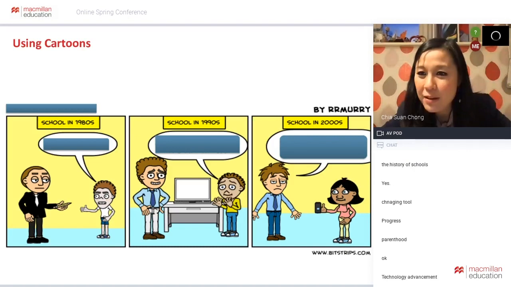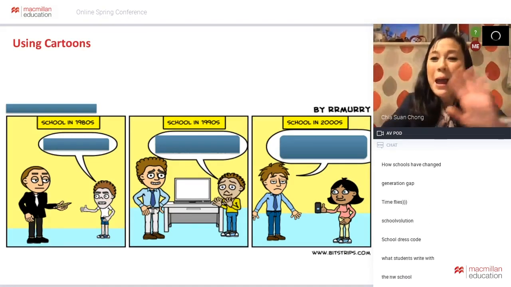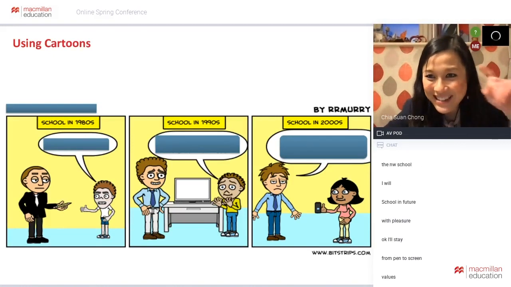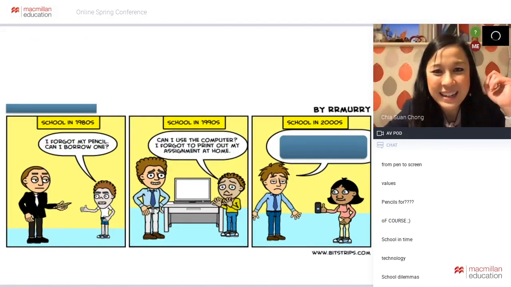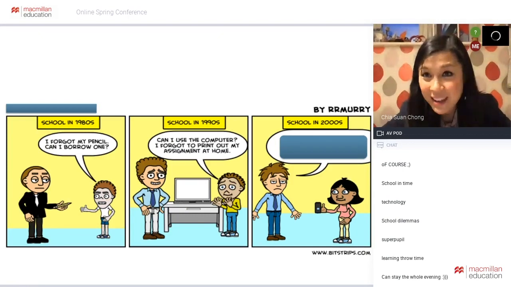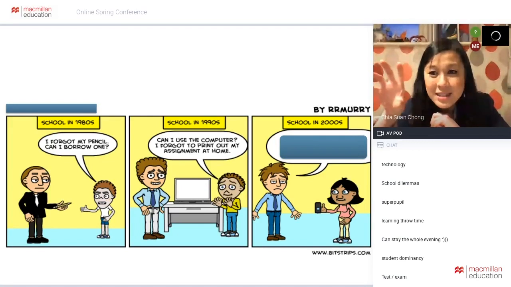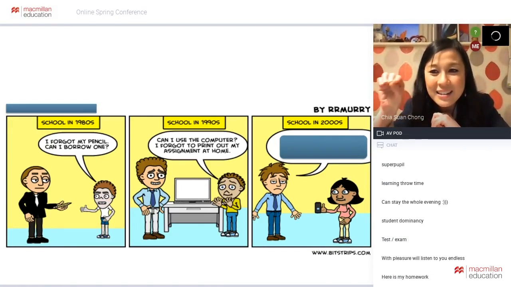Okay, some people talk about future schools, the evolution of schools, changing. Okay, all right. I'm going to show you something, and let's see if you change your mind. Okay, so you now can see some of the dialogue. Can you fill in the dialogue in the last square? What is the teacher saying in the last square?